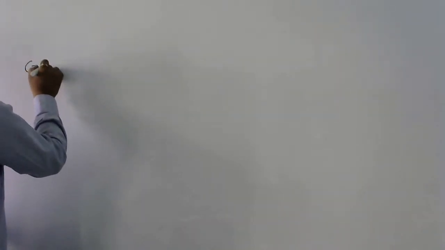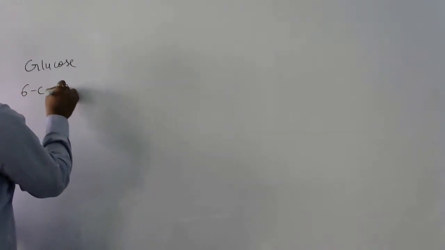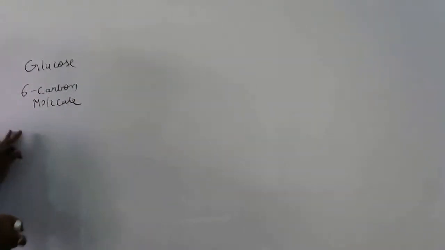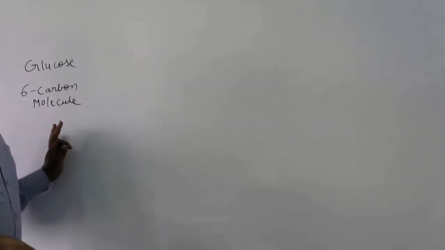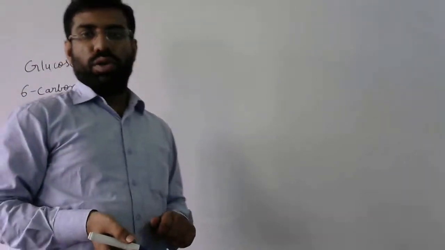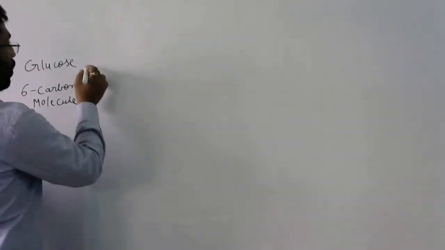Now see what happens. Glucose is a 6 carbon molecule. How many carbon molecules does glucose have? 6.